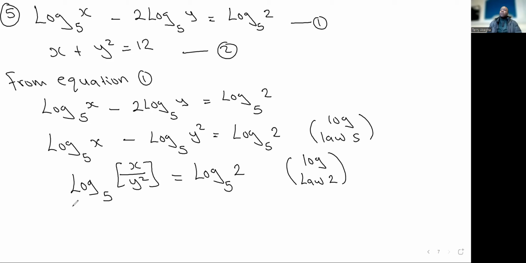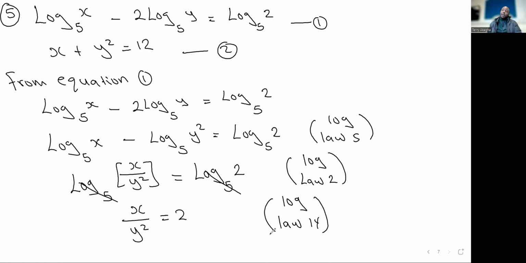Okay, now I can then apply law 14, because we have logs on both sides. Are you seeing it? Same log on both sides. We can cancel this out now. And this is now going to give us x over y squared is equal to 2. And this is law 14.